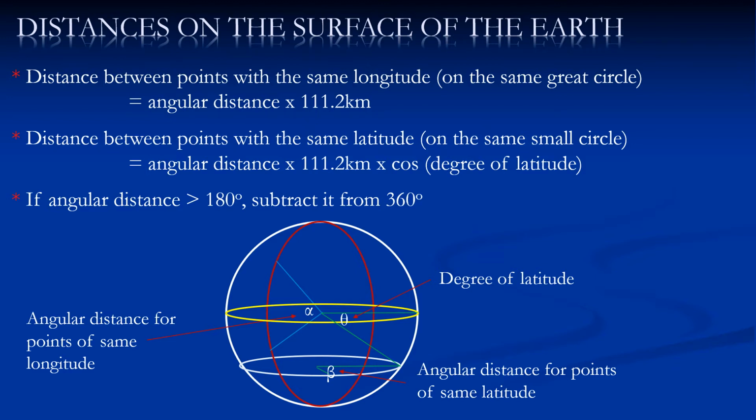Now the angular distance for same points of longitude on the great circle, let's have a look at this. Let's look at this diagram. So angular distance for same points of longitude, we've got the degree of latitude. So that's that one there, that's that one there. And then this one is our small circle.